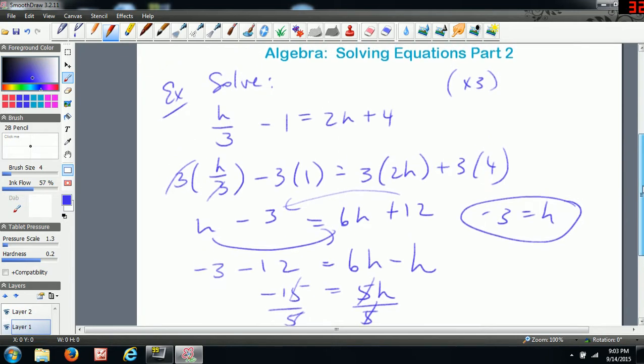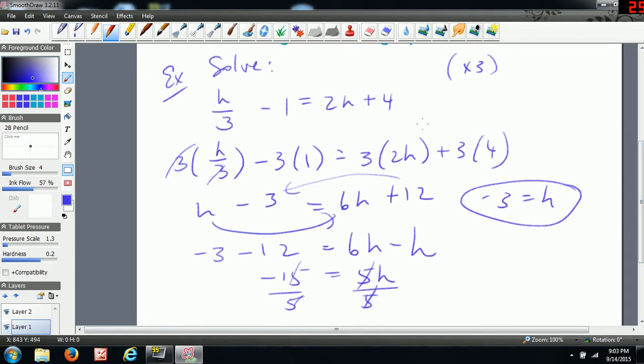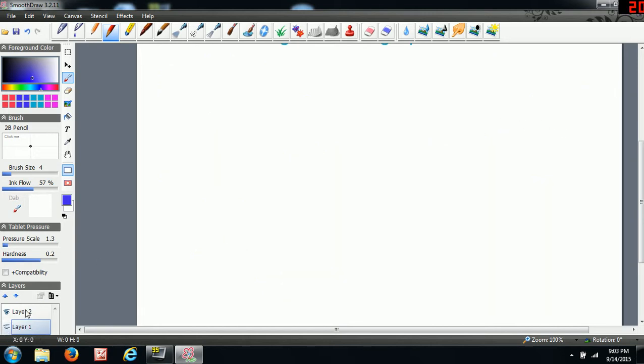Okay? And if you want to check your answer to see if it's correct, you can always plug it into the original equation. And if your left side equals your right side, you end up with the same number on both sides after you plug this number into your h values, into your variables here, then that means you have the correct solution. Okay, so let's try a few more examples.